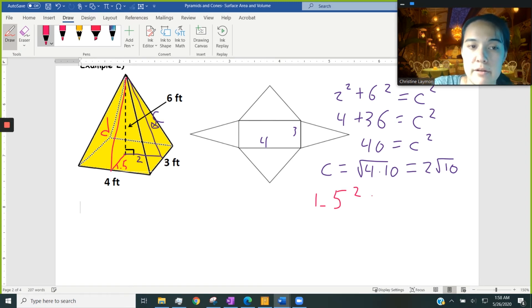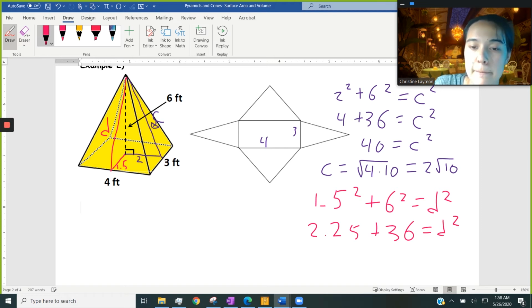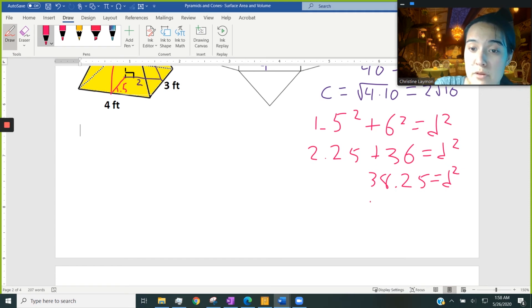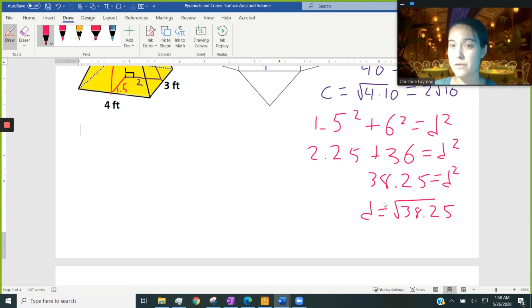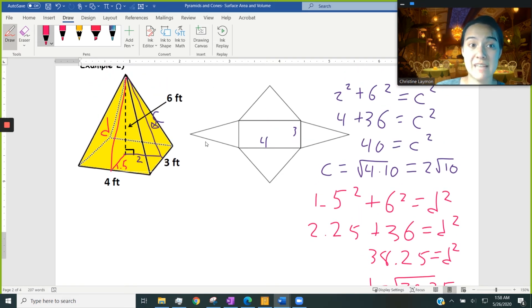1.5 squared plus 6 squared equals D squared. 1.5 squared is 2.25 plus 36 equals D squared. When I add them together, I have 38.25 equals D squared. So I'm going to go ahead and take the square root of both sides. D equals the square root of 38.25. Okay, I'm going to leave it like that for a moment, but we will be mainly dealing with decimals in this question. So let's come back up here and label what we found.